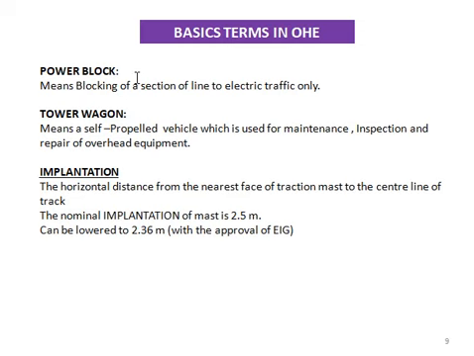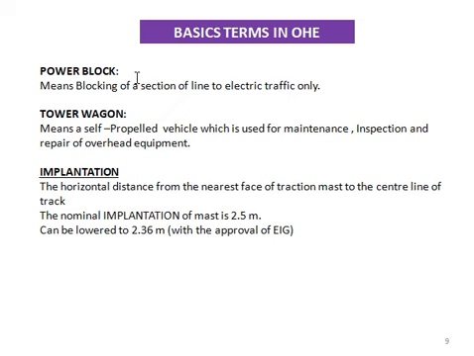Power block. Railway block means, you can say, in other industry we say shutdown of a particular machinery. So in railway we use a term block. If it is for electrification, it means that section will be disconnected from the power supply. That portion of section will be under power block. There will be no power loco movement in that area.